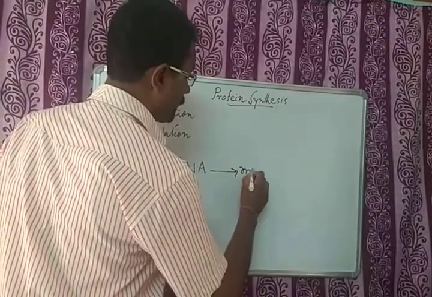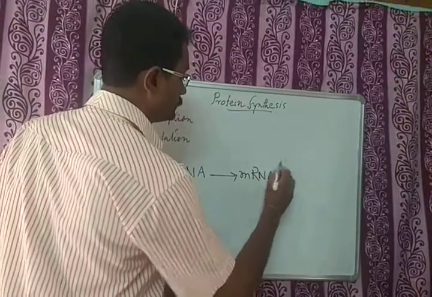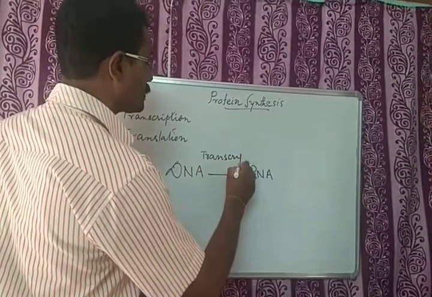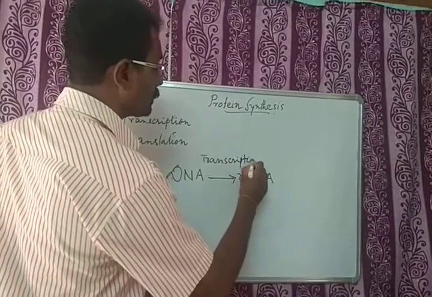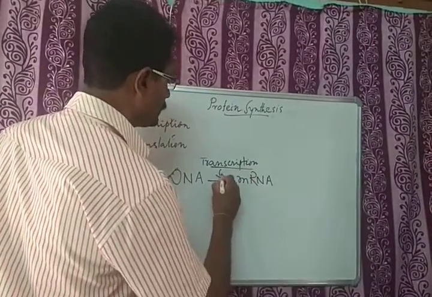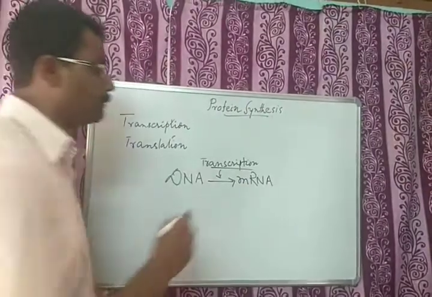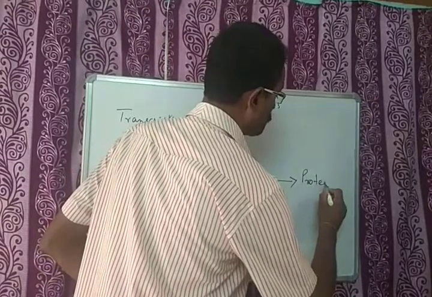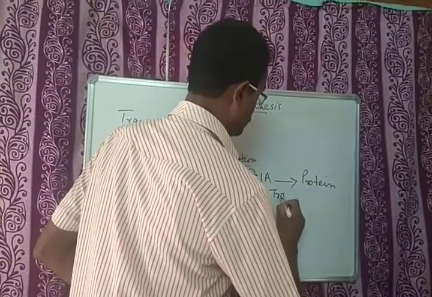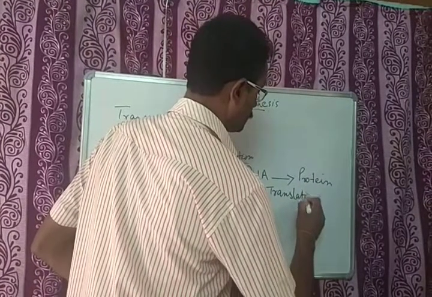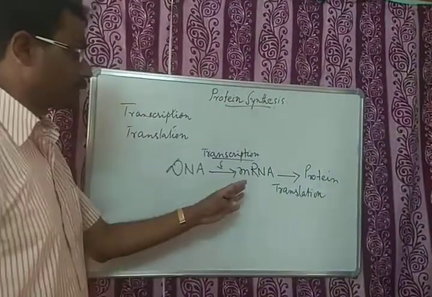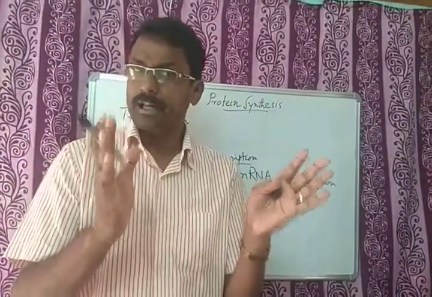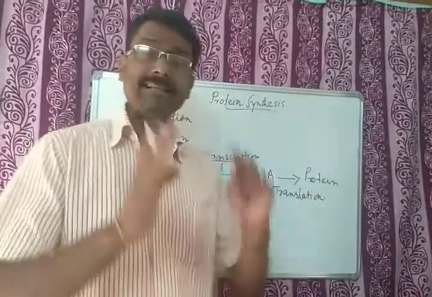forming mRNA. This is the transcription. Then the mRNA that is formed leads to the formation of protein. This is translation. Understood? So DNA forming the mRNA is transcription and mRNA forming protein is translation.